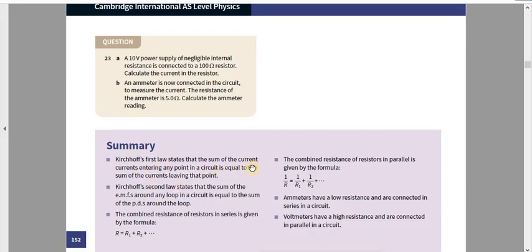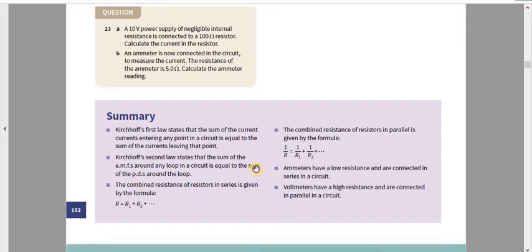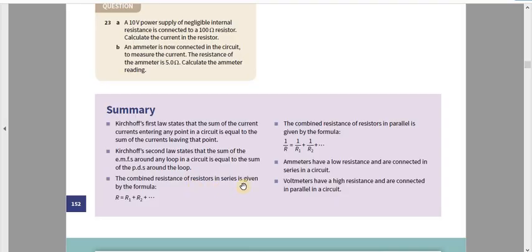Kirchhoff's first law states that the sum of the currents entering any point in a circuit is equal to the sum of the currents leaving that point. Kirchhoff's second law states that the sum of the EMFs around any loop in a circuit is equal to the sum of the potential differences around the loop. The combined resistance of resistors in series is given by the formula R equals R1 plus R2 plus R3, and it goes on according to the number of resistors. The combined or total resistance of resistors in parallel is given by this formula.